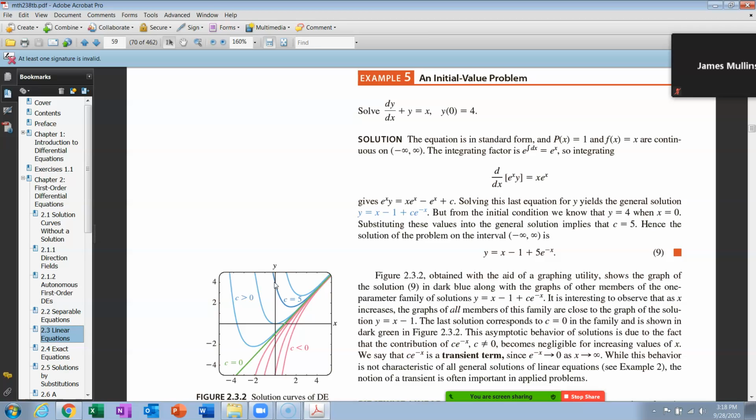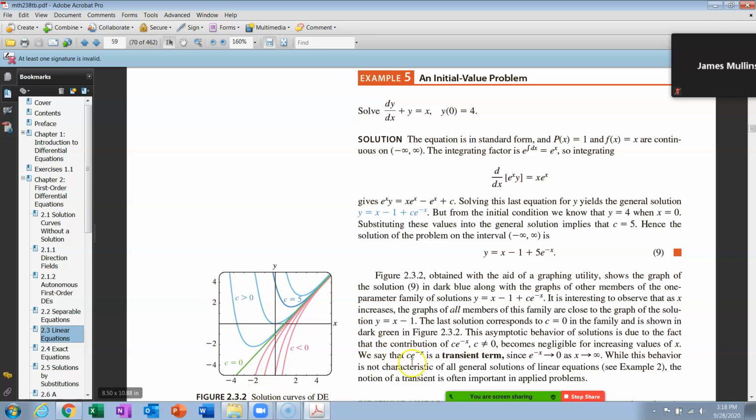For any other positive c's, you're up here, and your exponentials take over for small x's, and they take off and diverge this way. For c's less than 0, they're down here. When c's are above 0, you're up here, less than 0 down here, and they are diverging negatively always.